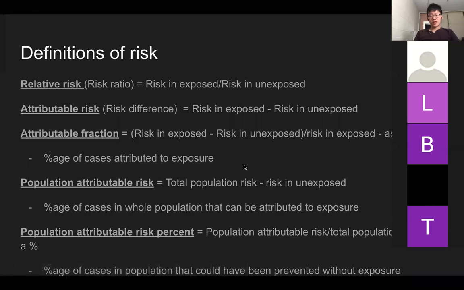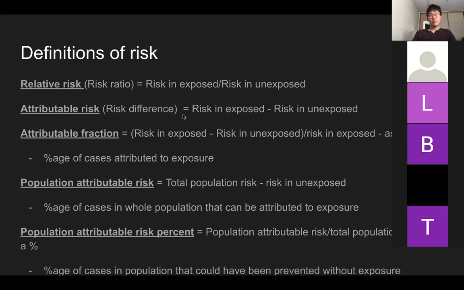So next, we're just going to move on to some definitions of risk. Here you've got your relative risk, which is the risk in exposed versus the risk in unexposed. The important thing, I guess, later we'll distinguish between relative risk and odds ratio. Those are two things which could be confused. Risk is you're comparing the exposed to the unexposed.